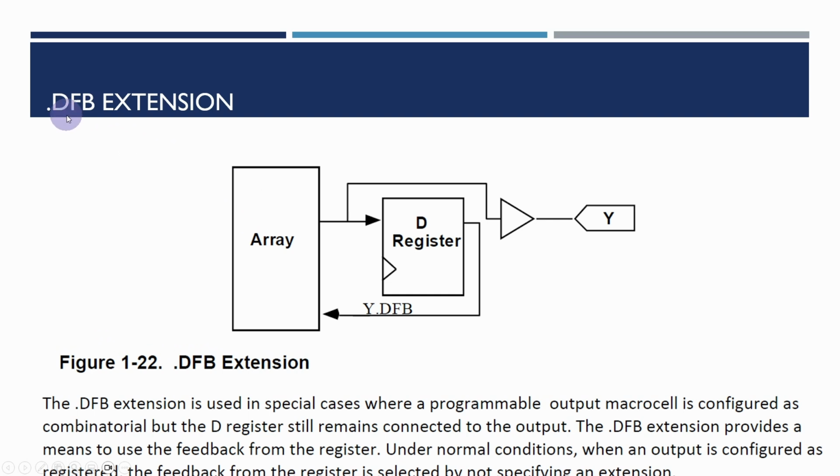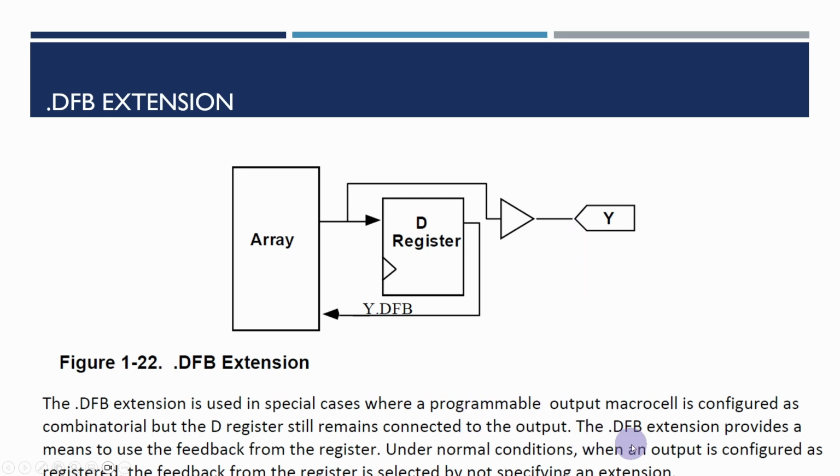And you can see why this WinHelp is actually quite important, because it explains exactly what is going on here. So the DFB extension is used in special cases where a programmable output macro cell is configured as combinatorial. So basically we're just sending the logic gate output straight to the outside world, but we still want to make use of the registers for doing some internal stuff into the array. And so the DFB output here allows us to feed back the register value when the macro cell is configured in combinatorial mode, not in registered mode.